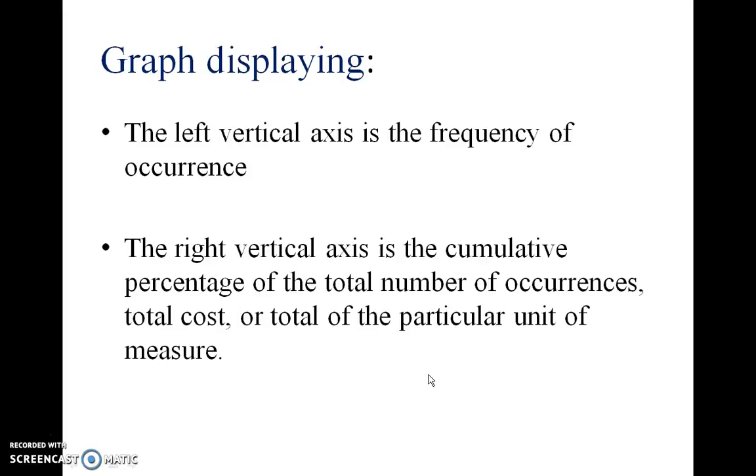The graph has both left and right vertical axes. Both are used for representing the data values. The left vertical axis shows the frequency of occurrence, and the right axis shows the cumulative percentage of the data values as a total number of occurrences, or it may be the total cost, or the total of a particular unit of measure.